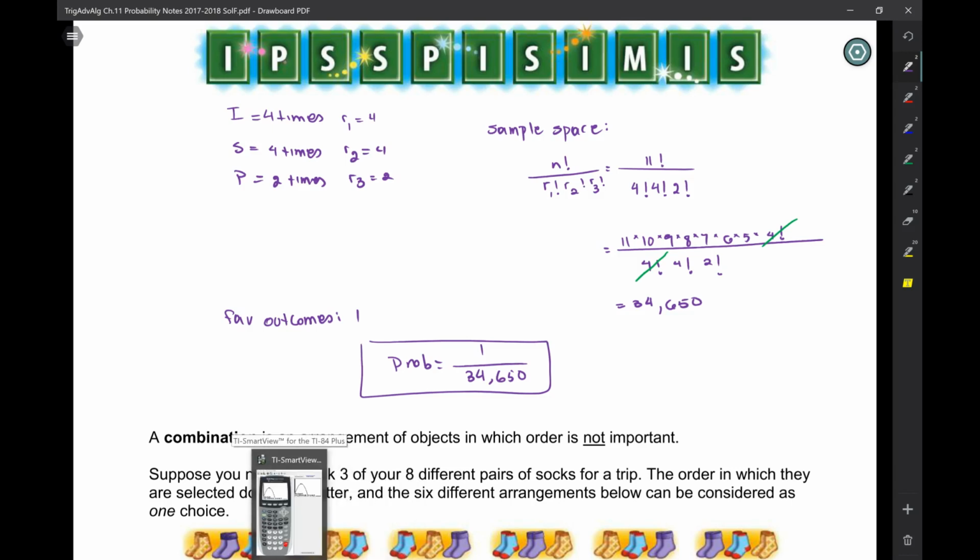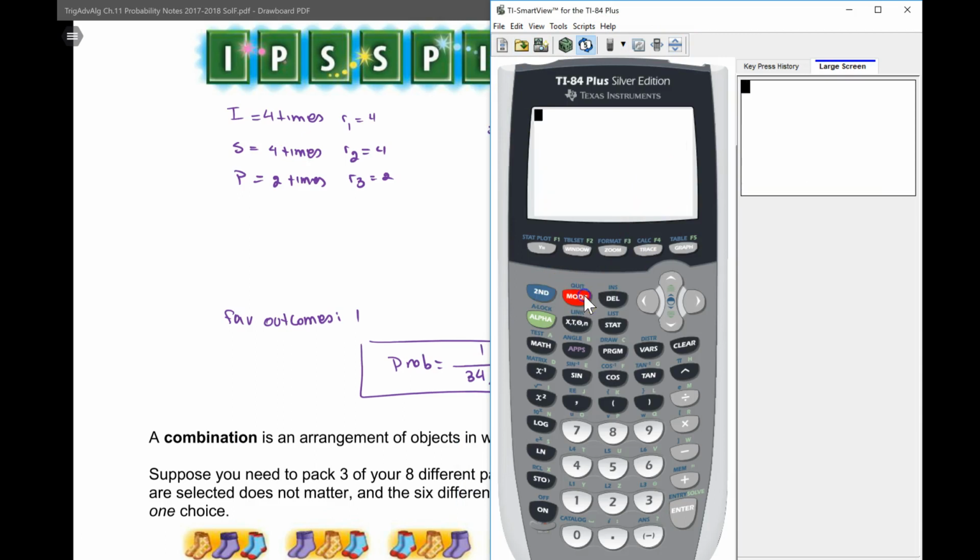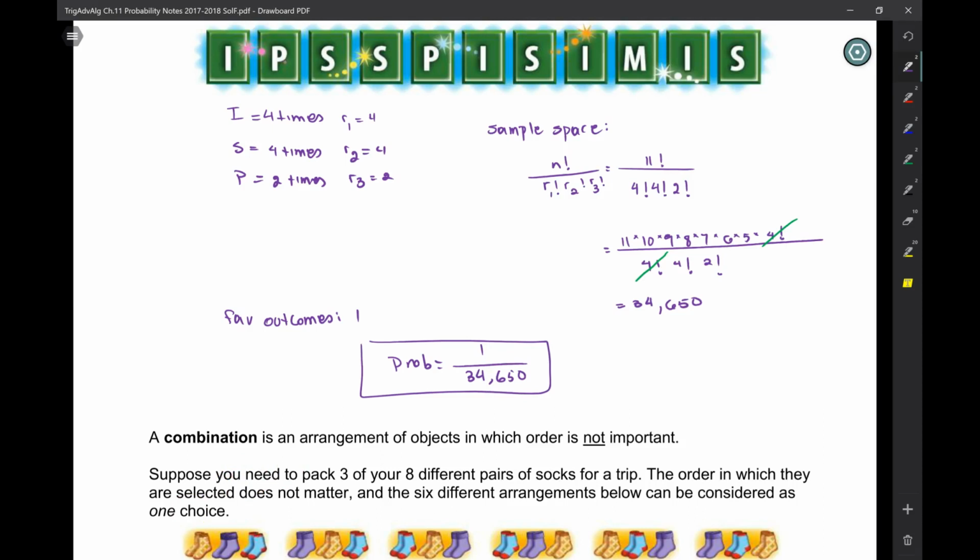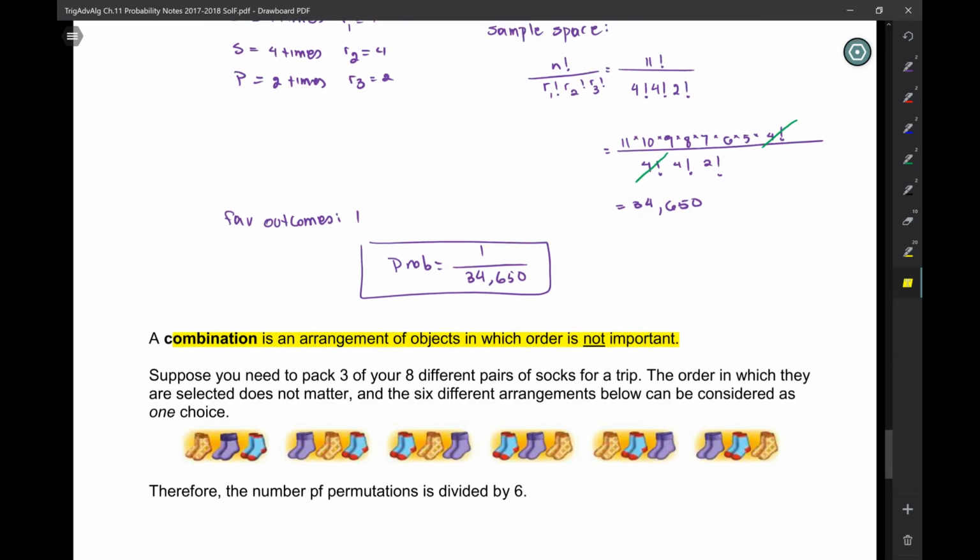Okay, so to put it in the calculator, you would do, let's say, 3, and then if you go in math, let me stop this. A combination is an arrangement of objects in which order is not important. Okay? So suppose you need to pack three of your eight different pairs of socks on a trip. Does it matter the order in which you select them? Like, does it matter if you pick a green one first, then a pink, then a purple, if you're just going to toss it in your bag? It doesn't matter, right? That's a combination. So permutation, order matters. Combination, order doesn't matter.